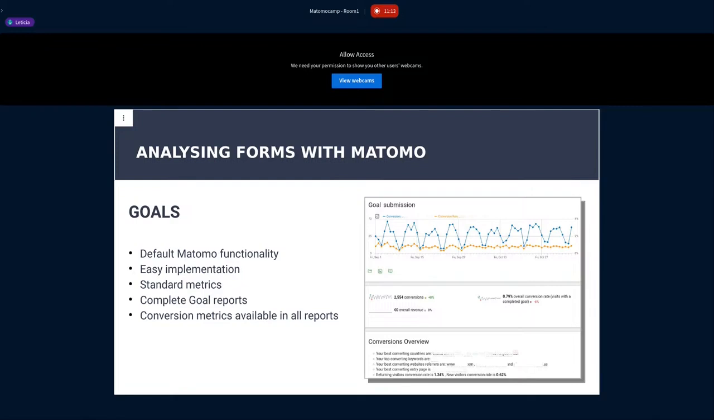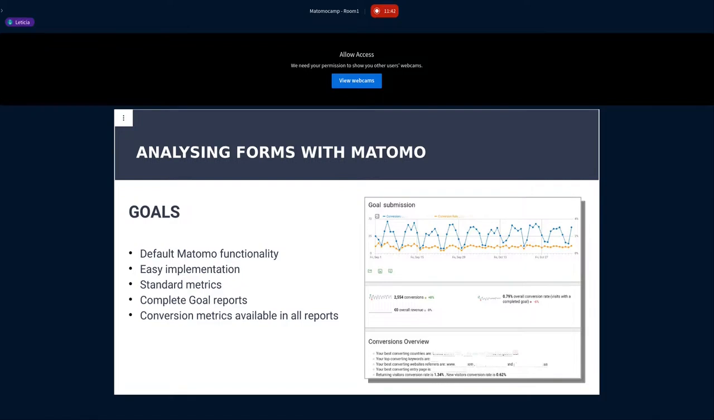It's not difficult to use this functionality, and all the conversion metrics are going to be available not only in the goal reports, but in all the reports of Matomo. So it's possible to check the form conversions in audience, behavior, or acquisition reports, among others.